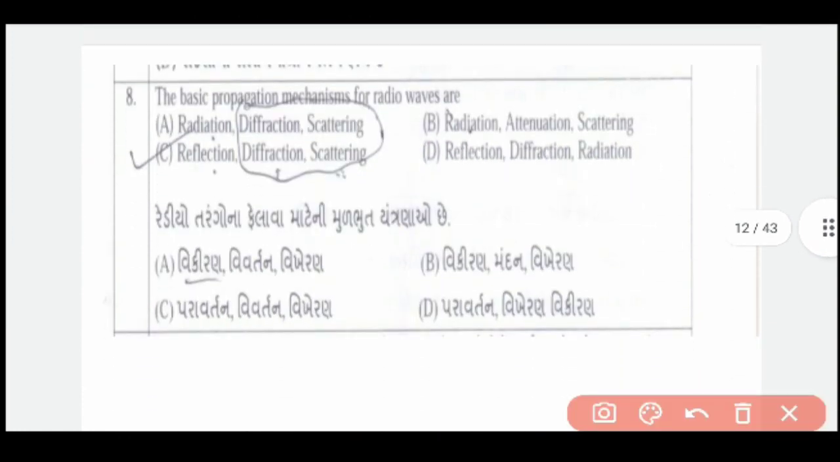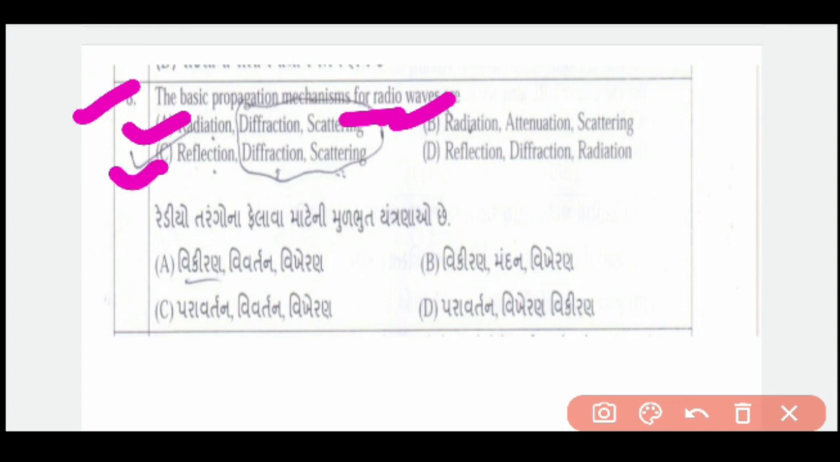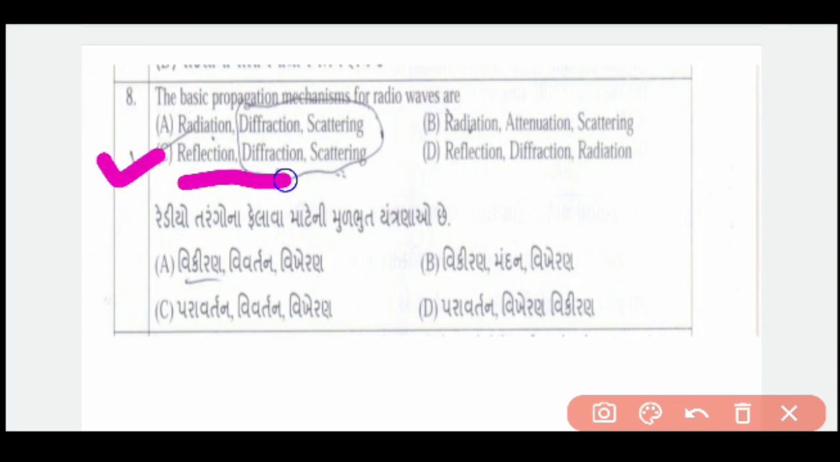Question number 8. The basic propagation mechanisms of radio waves are option A radiation, diffraction, scattering, option B radiation, attenuation, scattering, option C reflection, diffraction, scattering, and option D reflection, diffraction and radiation. Then the answer is reflection, diffraction and scattering.